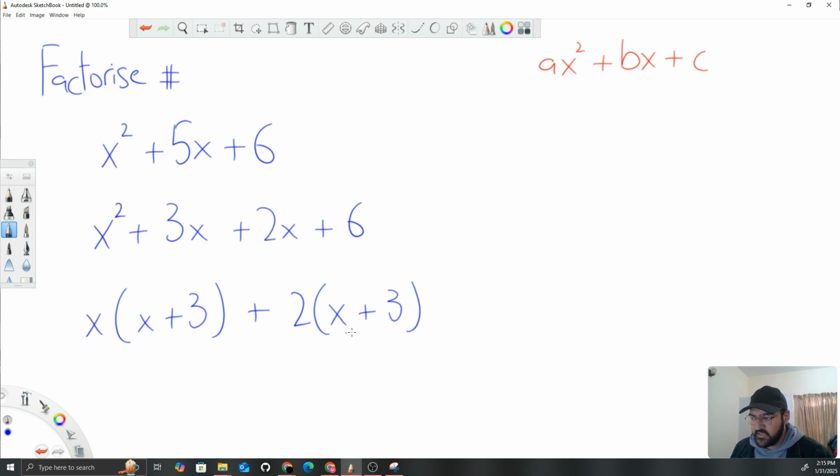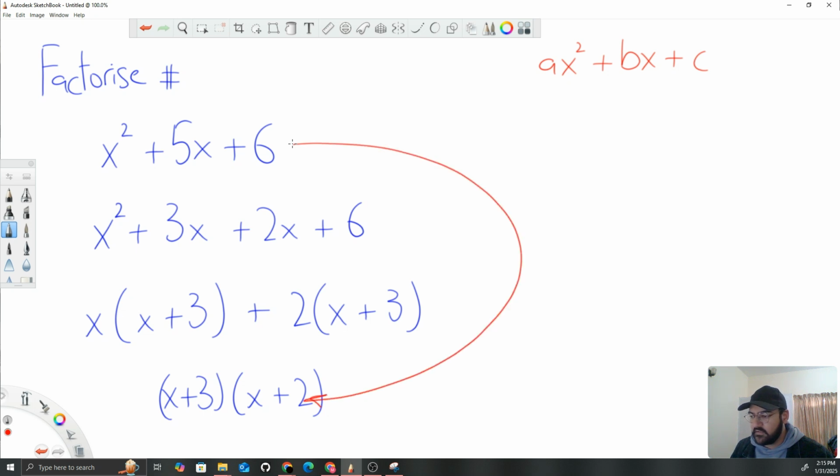Now, since x plus 3 is written 2 times, we write it once by taking it common, and we got x from the first one and 2 from the next one. So this means that the factorization of x squared plus 5x plus 6 will be x plus 3 times x plus 2. Basically, the objective of factorization is to write an expression in factors multiplying with each other. And yeah, I hope this makes sense.